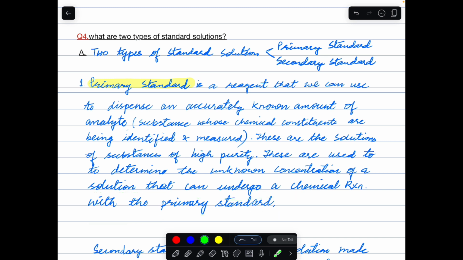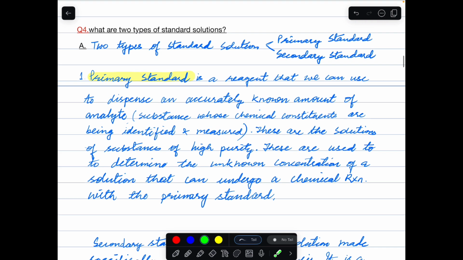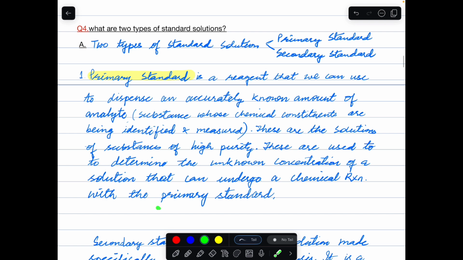Okay, so those solutions which can undergo a reaction with the primary standard, for those solutions we can find out the concentration of the substance present in them. So the solutions which are used to find out the concentration of an unknown substance in a given solution, these are called primary standards. Okay, like for example, your molar salt solution was the primary standard.